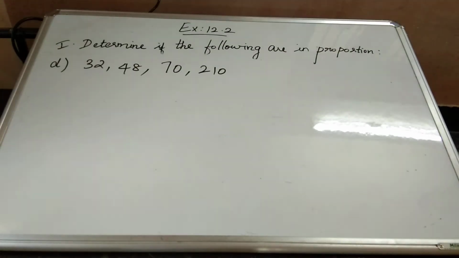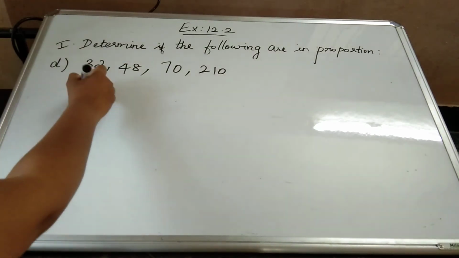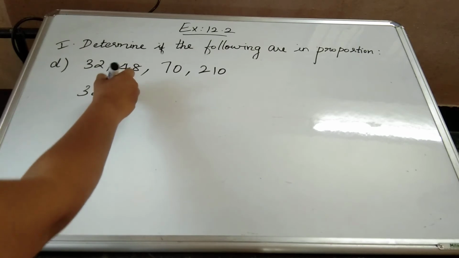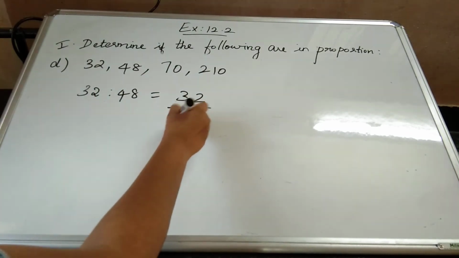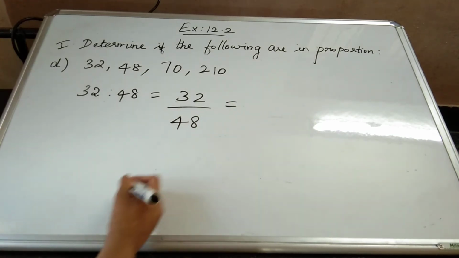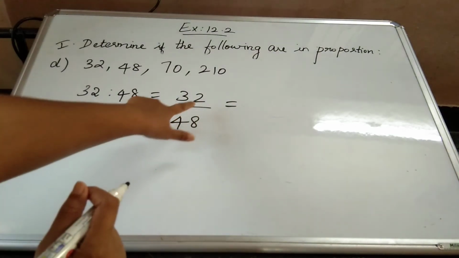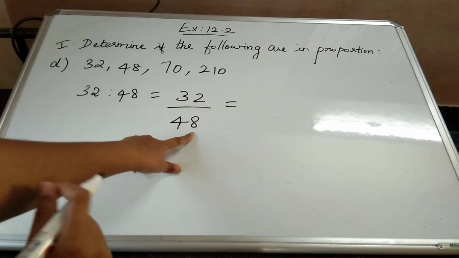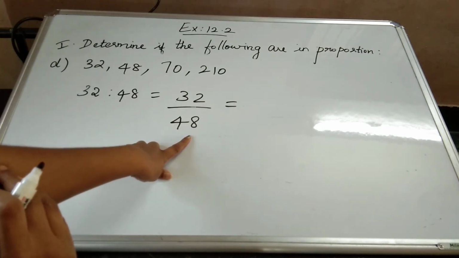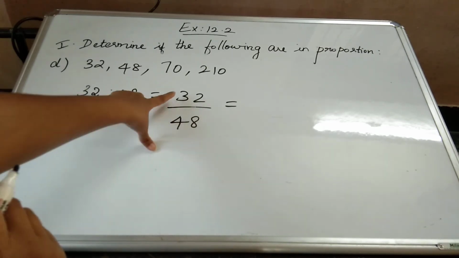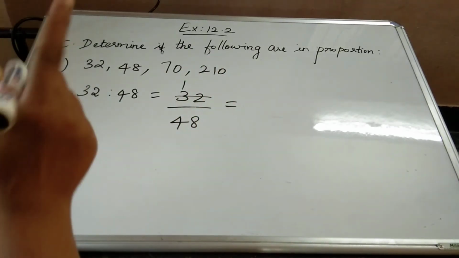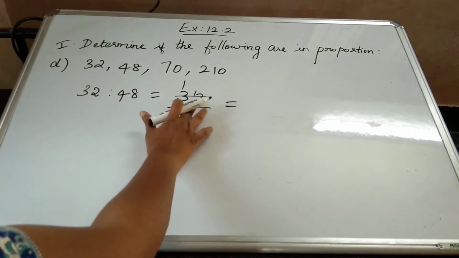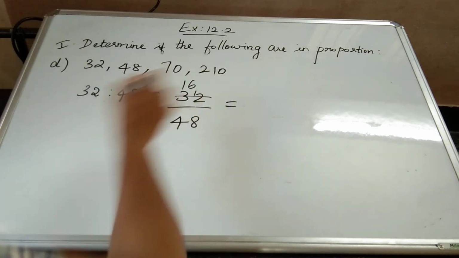Next, D subdivision. Same way we have to find. So 32 and 48. So 32 is to 48. So 32 divided by 48. Now ones place you have 2 and 8. So which table can we take? 2 table. So 32, 2 table when I take, 2 ones are 2. So 1 is remaining. So this number is 12. So 2 6s are 12.